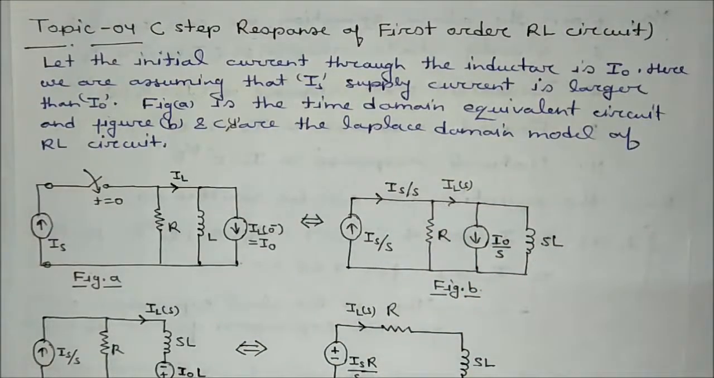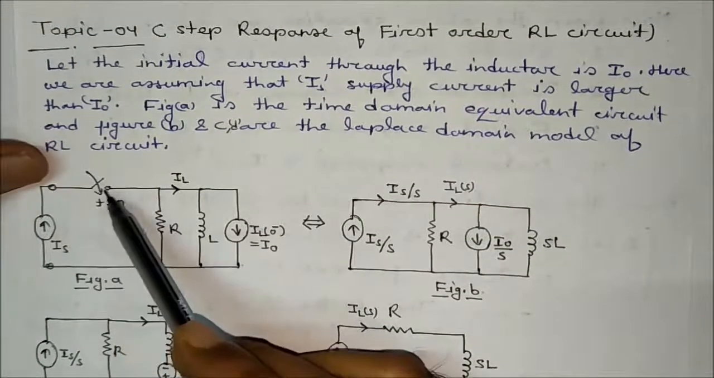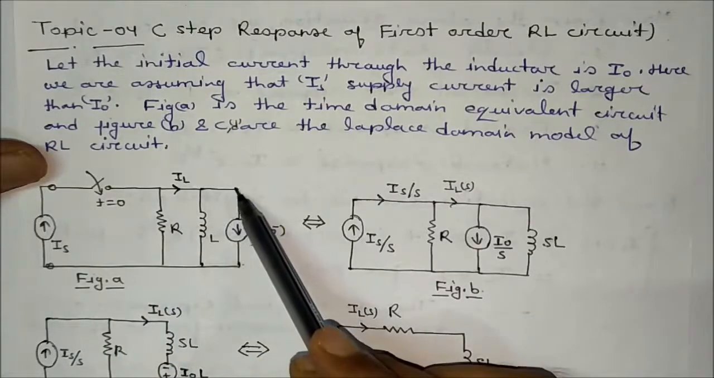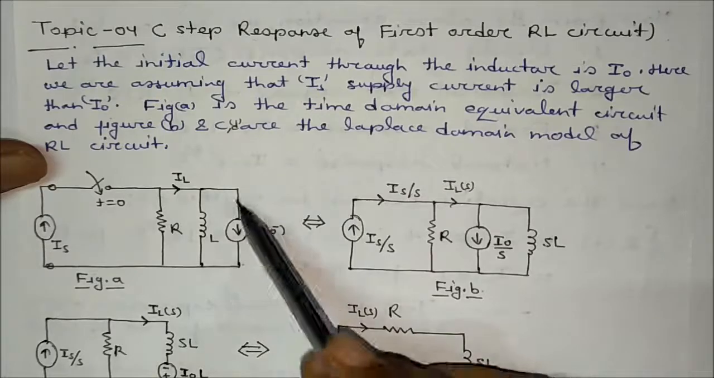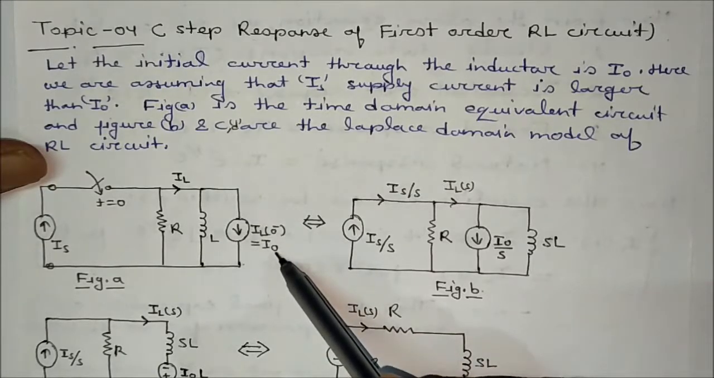It will be calculated in a similar manner to what we have done in the case of the RC circuit. Here I am taking an RL circuit, with a current source. This is a switch, and this is a parallel RL connection, and I am taking an initial current through the inductor equal to I naught.